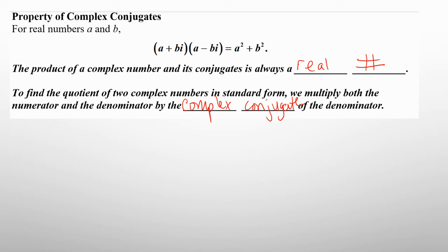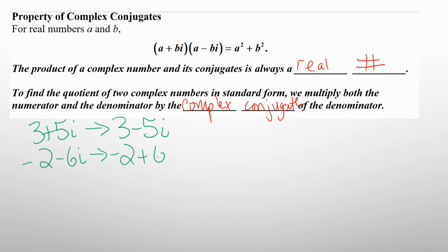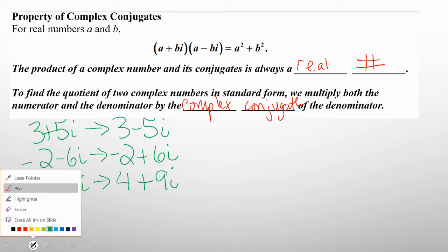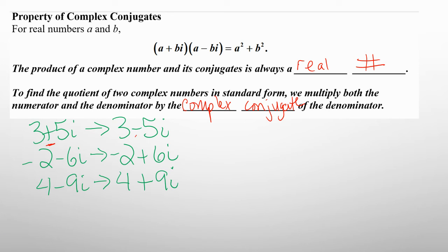If we had 3 plus 5i, the conjugate of that would be 3 minus 5i. If we had negative 2 minus 6i, the conjugate of that would be negative 2 plus 6i. If we had 4 minus 9i, then that would be 4 plus 9i. And so as you can see, the conjugates always only ever change the sign in between.